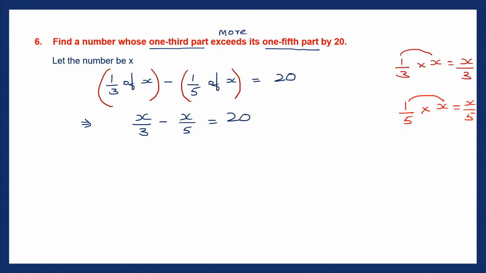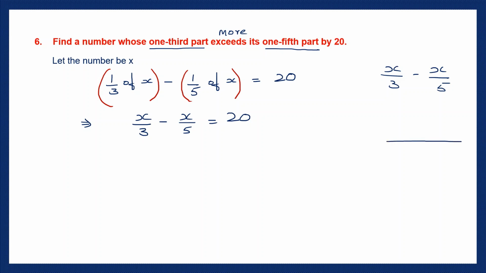So here, as you can see, we have subtraction of fractions. So let's do this subtraction. So x by 3 minus x by 5. Let's work this out. The LCM of 3 and 5, both are prime numbers. So the LCM of prime numbers will just be the product of those numbers. So 3 5s are 15.